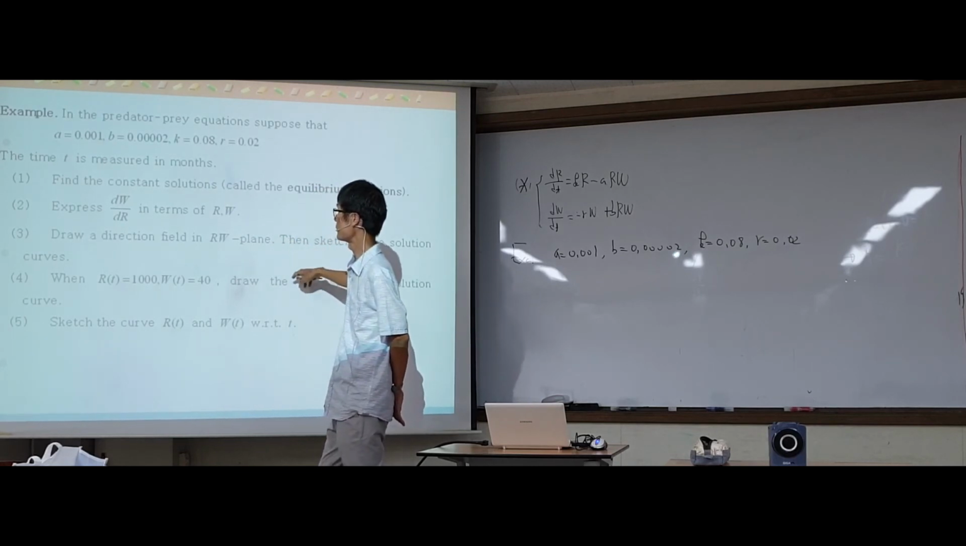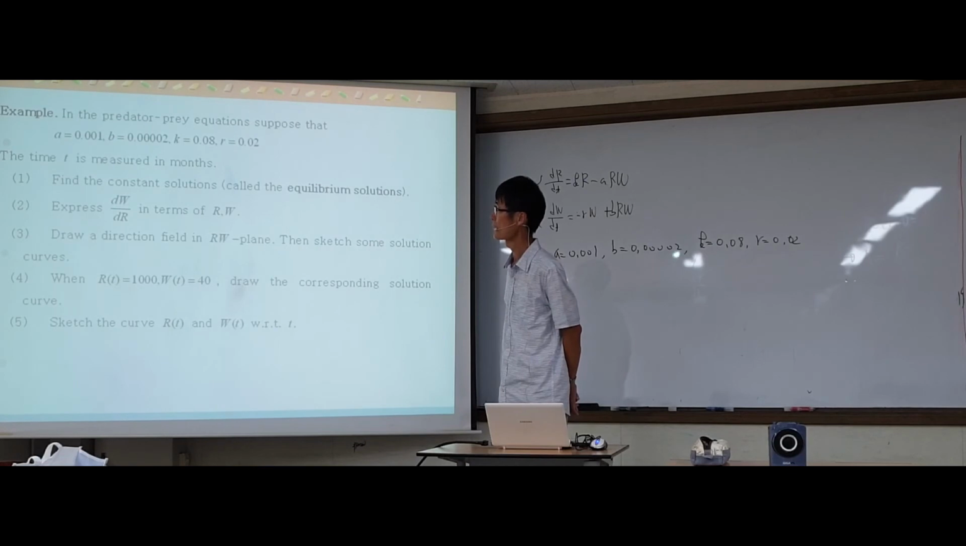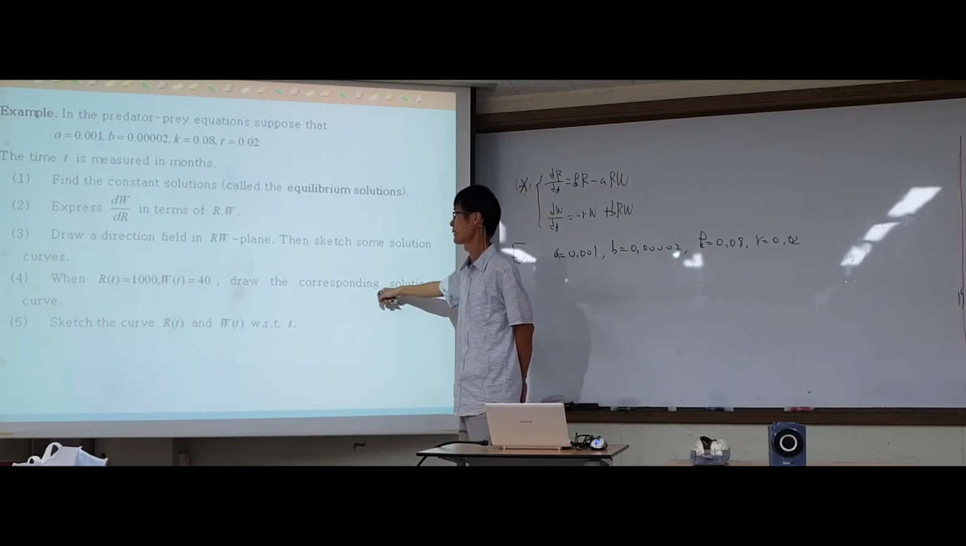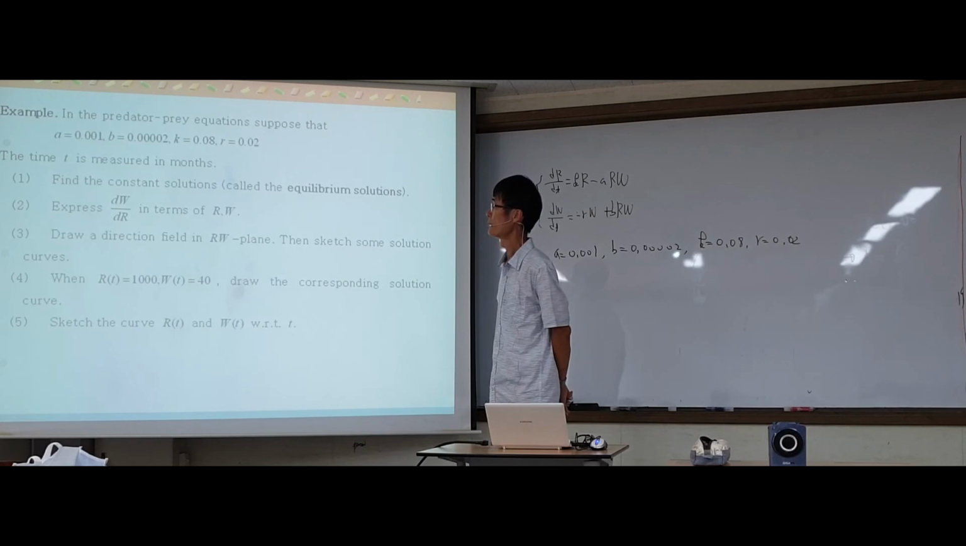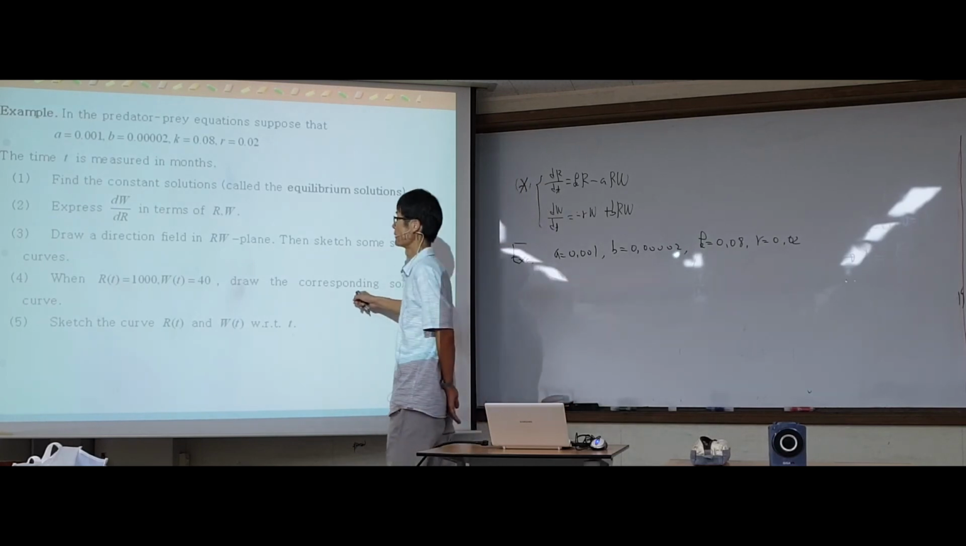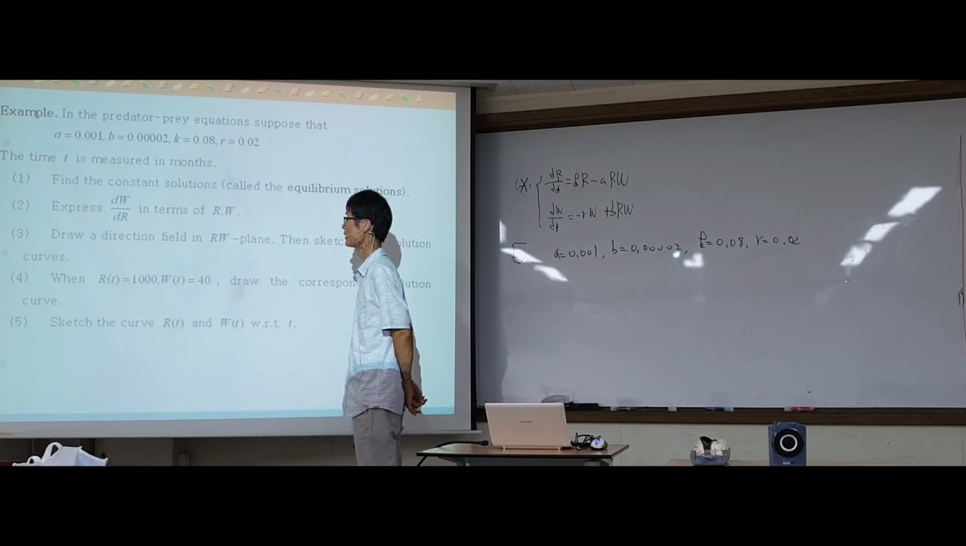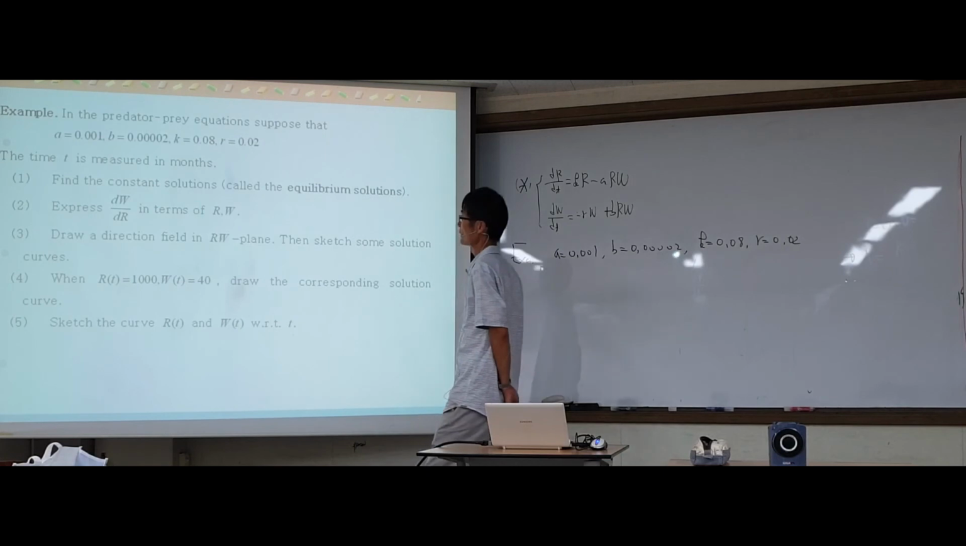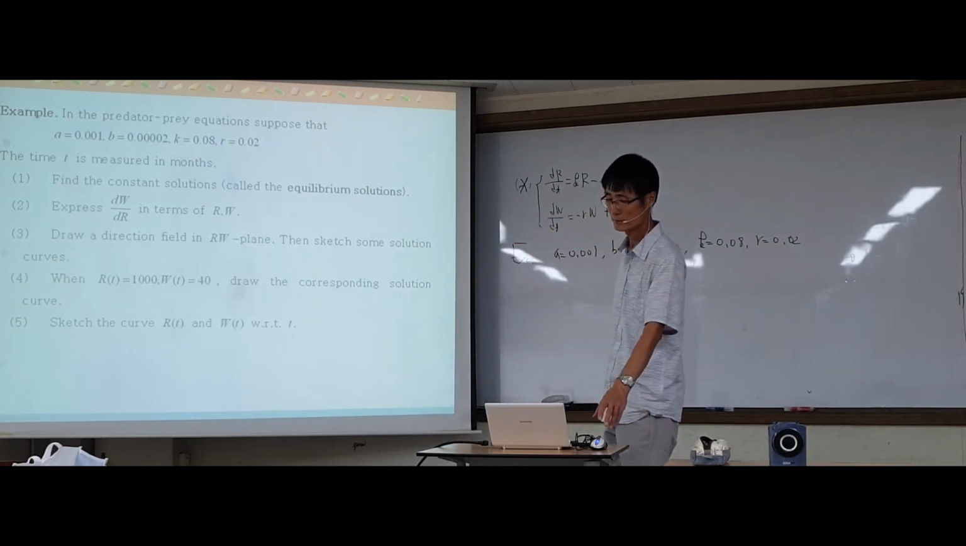And the third problem, we want to sketch a direction field in the R-ω plane, and in this case we assume that the number of rabbits and wolves are assumed to be 1000 and 40 at some time. Then we want to find some solution for this equation, and in this case we may sketch the curve for the number of rabbits and wolves. Let's see step by step for this problem.